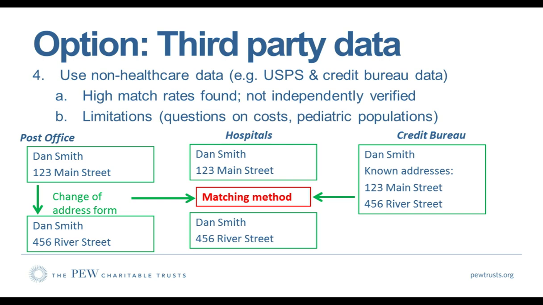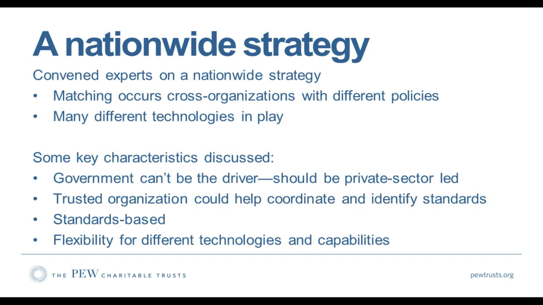So an example here is if two hospitals want to compare the records for a Dan Smith with different addresses, and they use their typical matching method. They might not link the records for these two patients, whereas they could pull in from the post office, for example, a change of address form that indicates that both of those addresses refer to the same individual. The same applies to credit bureau or other data sources that might have both addresses on file for the same individual to better inform the match.